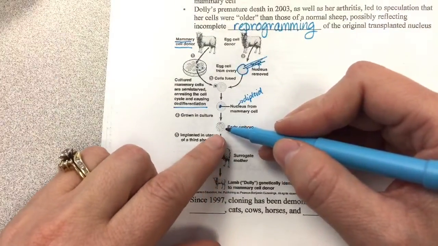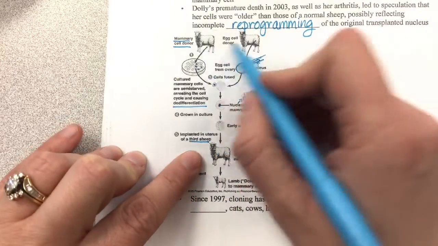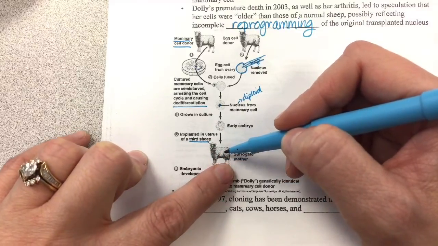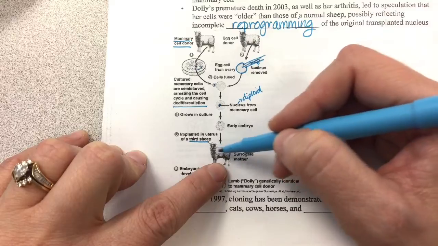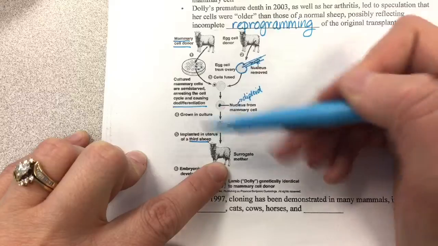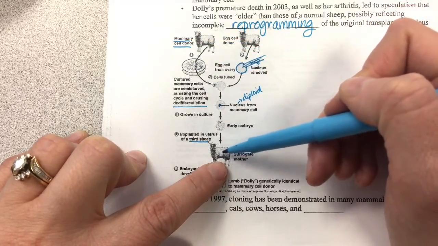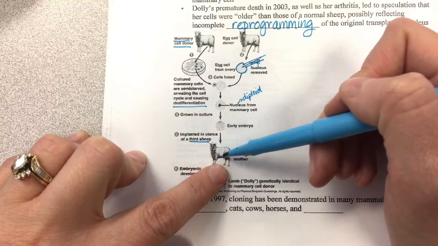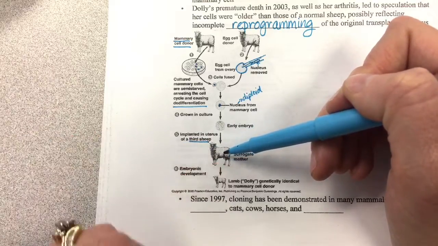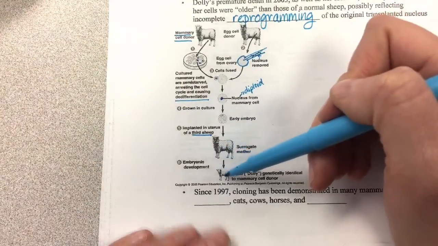And then they take that embryo and implant it, it says, in the uterus of a third sheep. So it's not even one of these guys here. They implant it into the uterus of the third sheep. This is the surrogate mother, because it's not really her baby. It's not her DNA. It's this one's egg cell and this one's DNA. And so this one then will carry, and hopefully the implanted embryo has to attach to the uterus and continue to develop into a lamb.